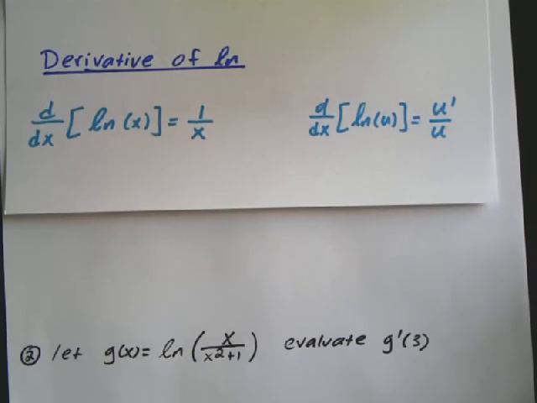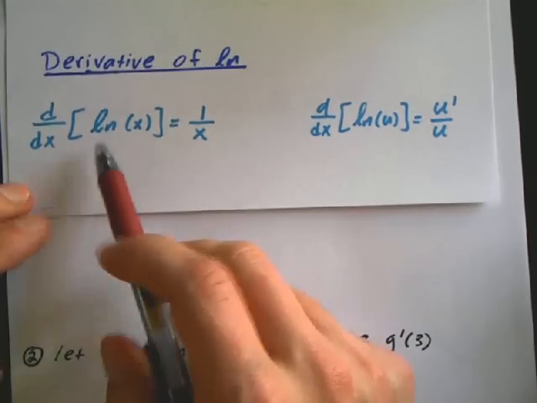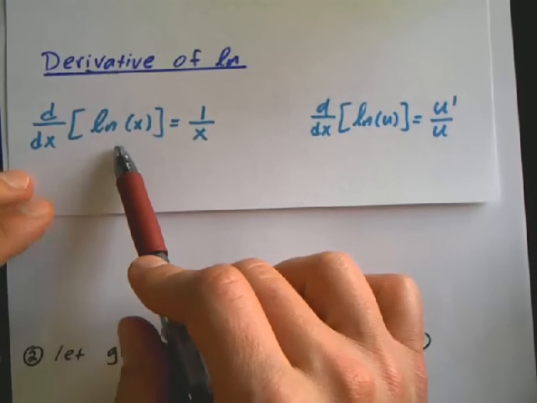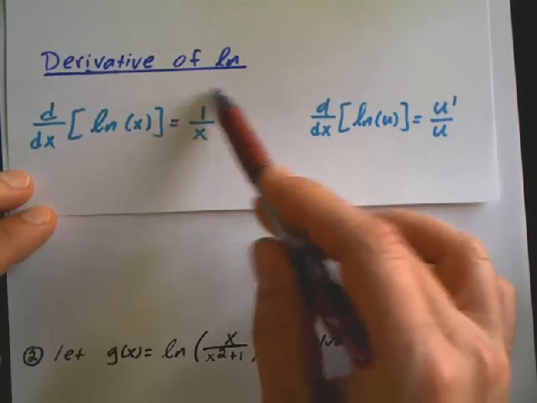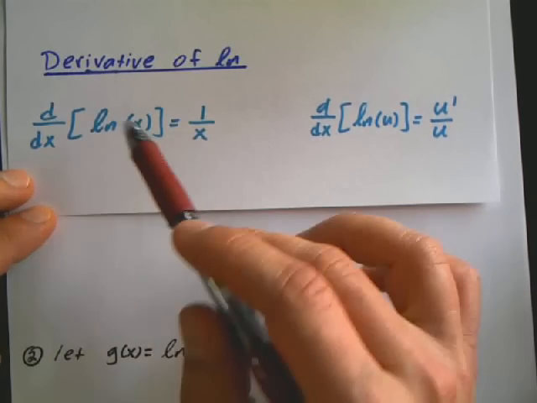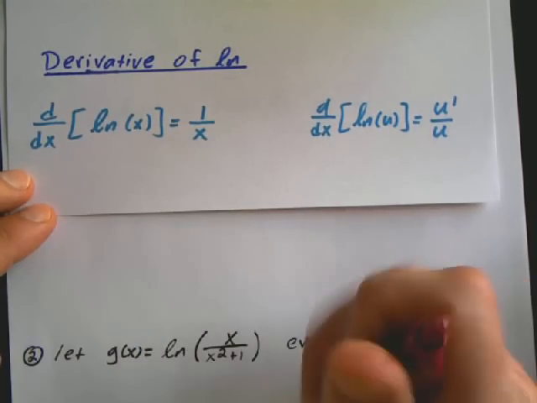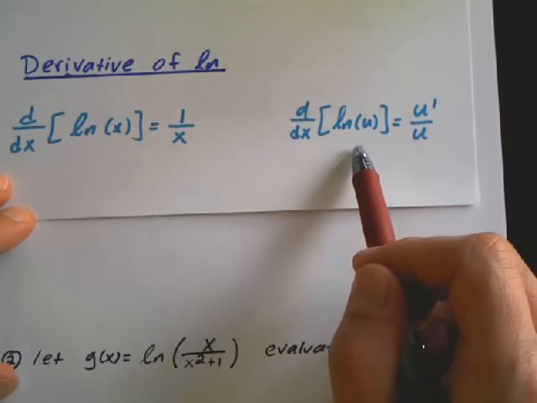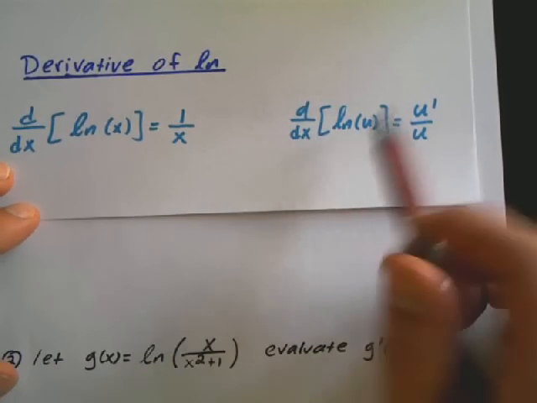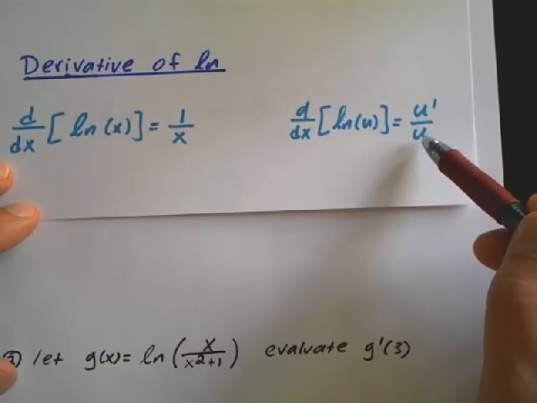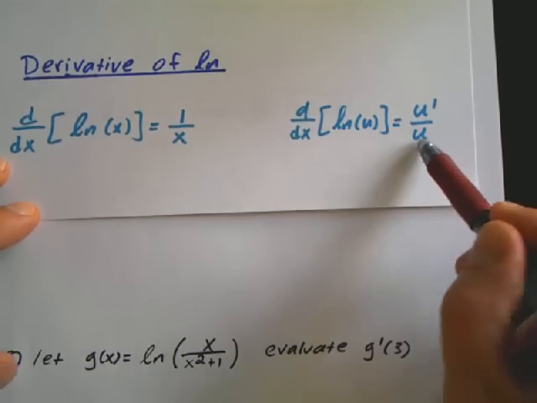Derivative of logarithms are kind of funky in the sense that they start off as a transcendental function and they end up with an algebraic derivative. So what that means is that for ln of x, the derivative is 1 over x. And if you have something that involves a chain rule, it's going to be ln of u, and the derivative is going to be u prime over u. Alright.